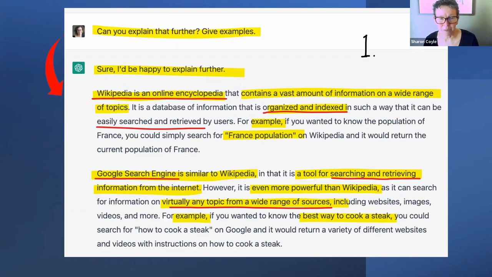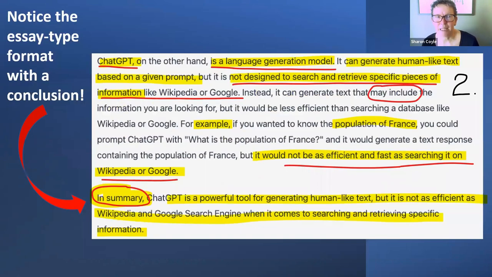It can get you something on virtually any topic from a wide variety of sources, including websites and images and videos. So, and it gives an example. And then it says ChatGPT, on the other hand, it's a language generation model. It can generate human-like text based on a given prompt, but it's not designed to search and retrieve specific pieces of information. I like this word, may include the information you're looking for, may, but you might not be able to find it, and it's going to be less efficient. And then it gives you a nice summary.